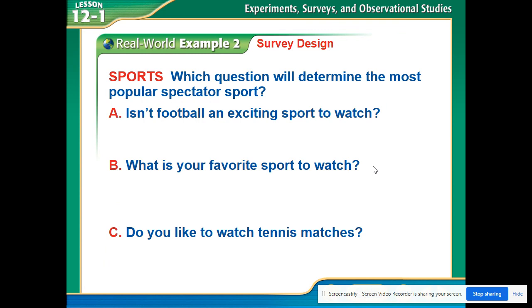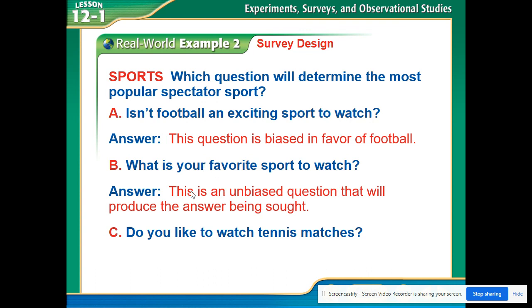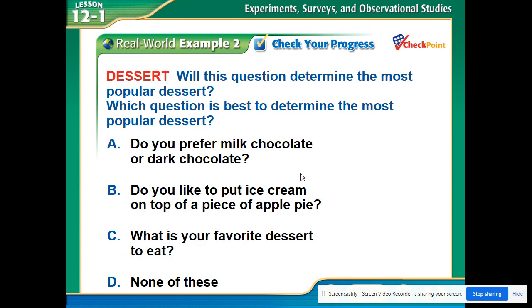All right, which question will determine the most popular spectator sport? This is, again, kind of looking at our bias. Isn't football an exciting sport to watch? You're leading in to making a comment about football. What's your favorite one to watch? Do you like to watch tennis matches? Again, it's giving them something to focus in on. So B, of course, is our unbiased question. Which one would be the best question to determine the most popular dessert? It's just: what's your favorite dessert to eat?